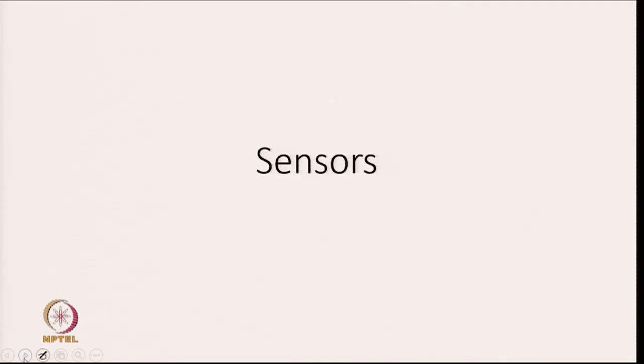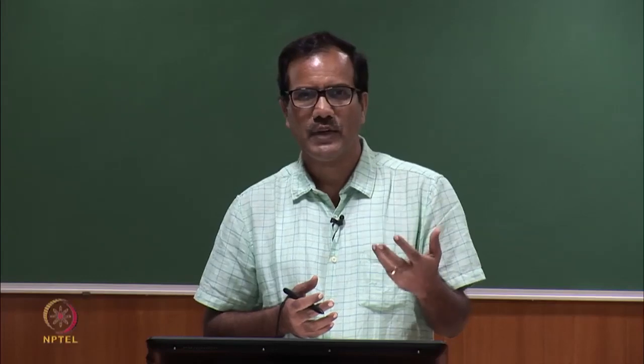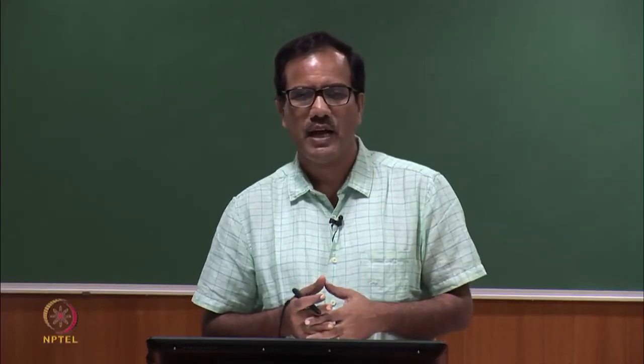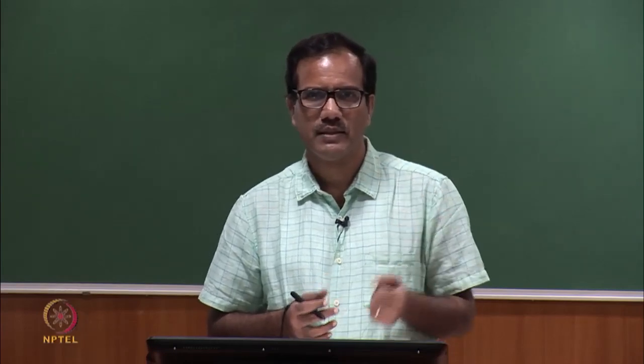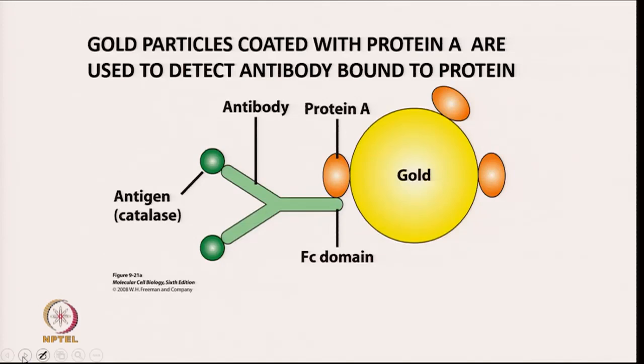Now, microscopy can also be utilized as a sensor, and we already know that fluorescence lifetime gets affected by environmental factors like pH, polarity, temperature, and ion concentration. What does that mean is pH, ion concentration, or temperature is going to affect your images, and that's why they can be used as a parameter for biological sensing.